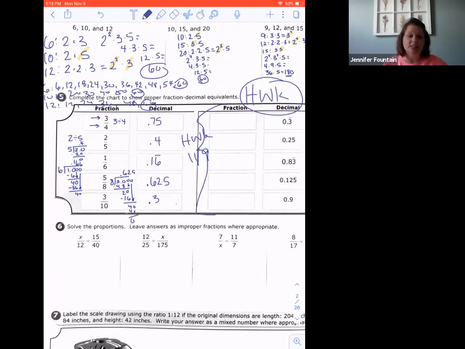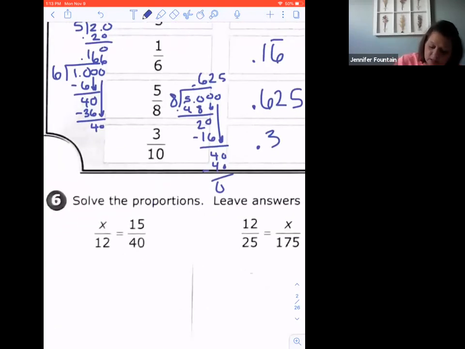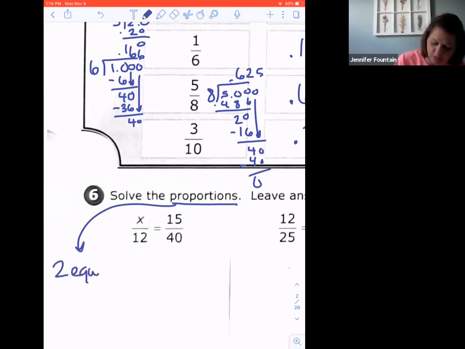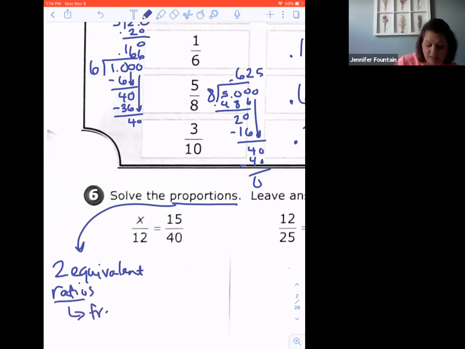All righty, activity 6 is reviewing our proportions. So what I want to do is review what a proportion is. Remember, a proportion is 2 equivalent ratios. And I'm going to go ahead and put this definition right over here. 2 equivalent, E-Q-U-I-V-A-L-E-N-T, ratios. And remember we said a ratio is the same thing as a fraction. I'm comparing two pieces of information. I'm comparing something to something else.